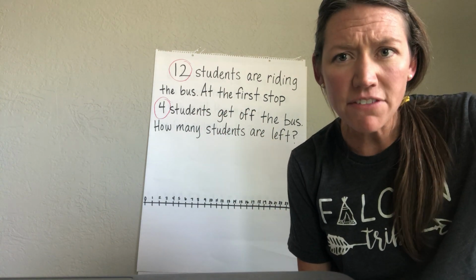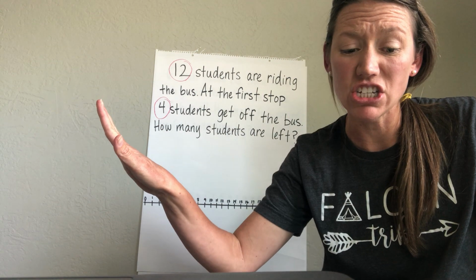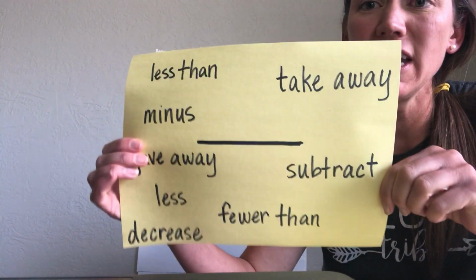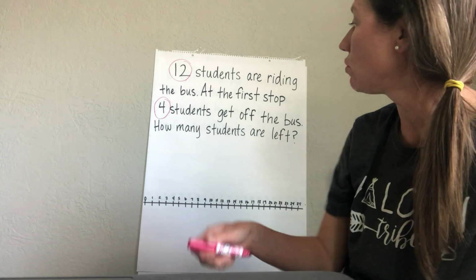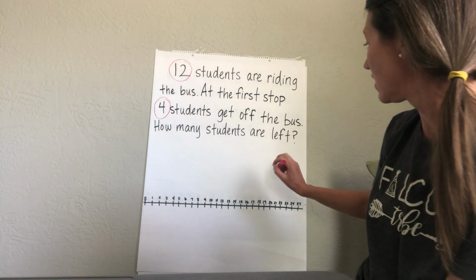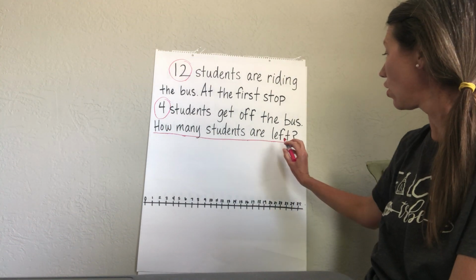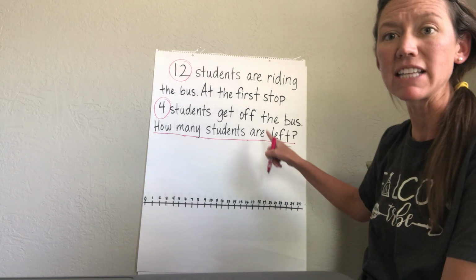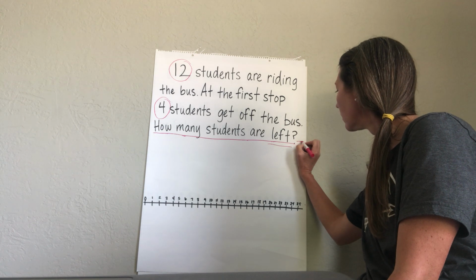If they get off the bus, are they coming together or are they taking apart? That's right, they're taking apart, so subtract. We know we are going to subtract already. I haven't even found my clue word yet. It says how many students are left? This is the question. Underline the question. Look for clue words. How many students are left? That's my clue word. We already decided it was going to be subtract.